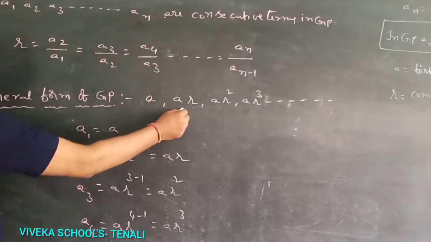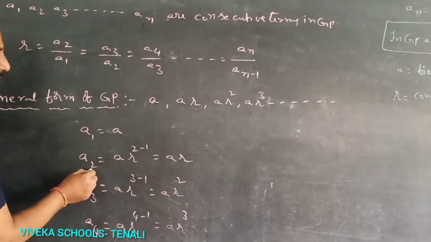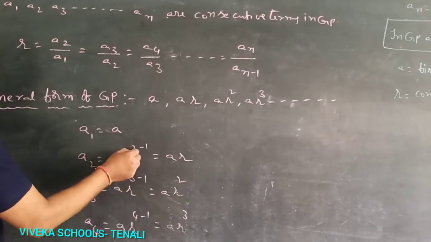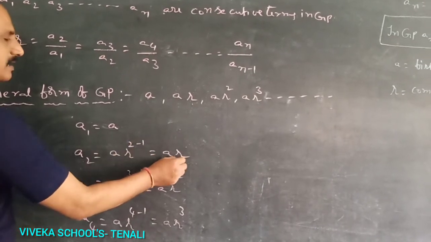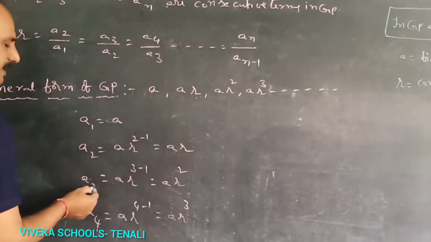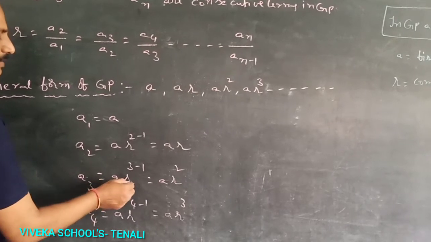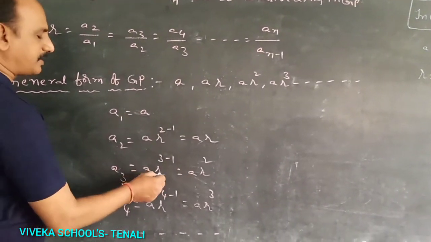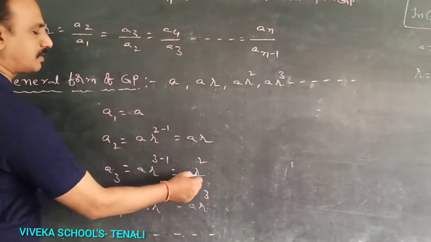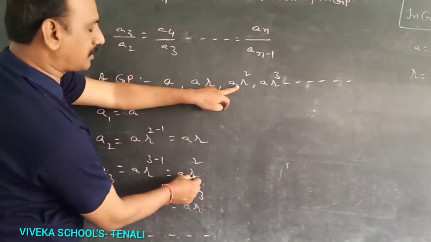Second term is equal to AR. Second term, A2 is equal to A into R to the power of 2 minus 1. 2 minus 1 means 1. So that is the AR value. A3 equal to A into R to the power of 3 minus 1. That is equal to AR square. Third term is equal to AR square.